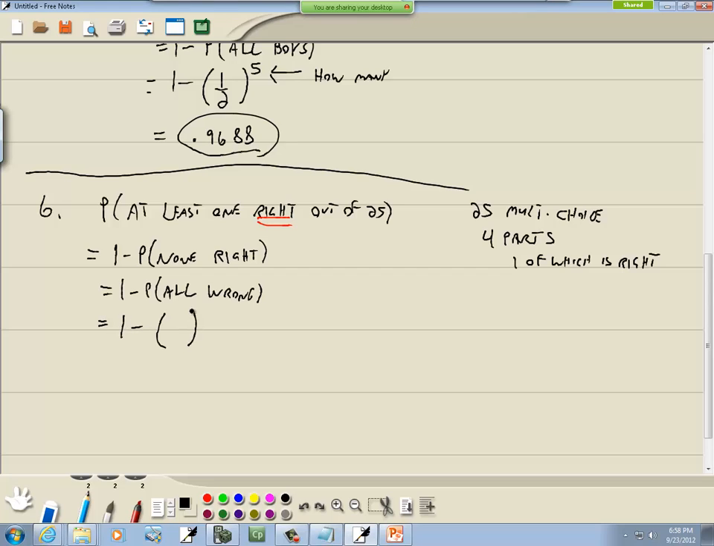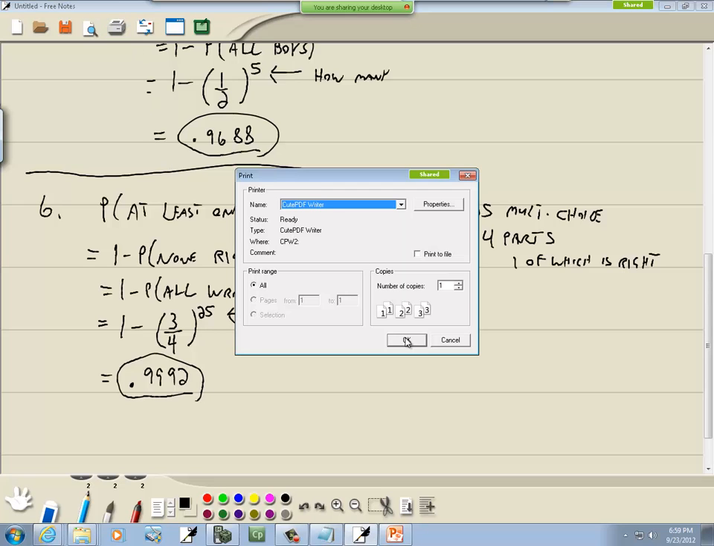Okay. Let's look at the probability for one question that you're going to get it wrong. Well, if there's 4 parts and one of them is right, then the probability you're going to get it wrong is 3 out of 4. Now there's 25 questions, so that's going to be our exponent. So we'll have that, which gives us 1 minus 3 divided by 4 caret 25. Then rounding to 4 decimal places, I got 0.9992. And that'd be our answer. Let me save that, and let's look at our last problem.